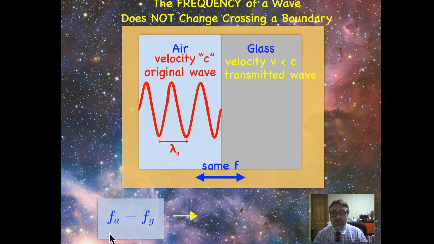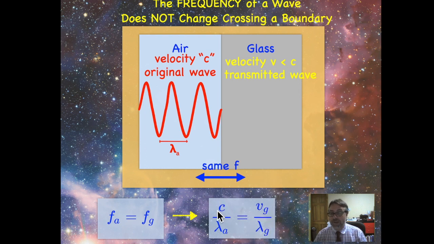Now, let's start with the fact that the frequency of light in the air must be equal to the frequency of the light in the glass, that the count of the waves cannot change. Well, I can use the speed of light equation to change these frequencies into something relating the velocity of the wave and the wavelength.